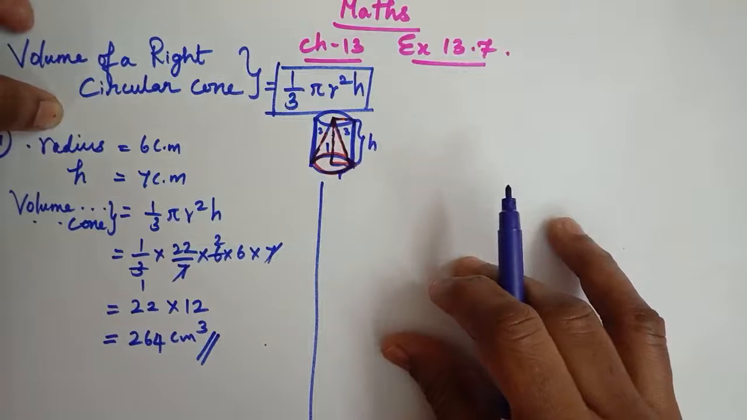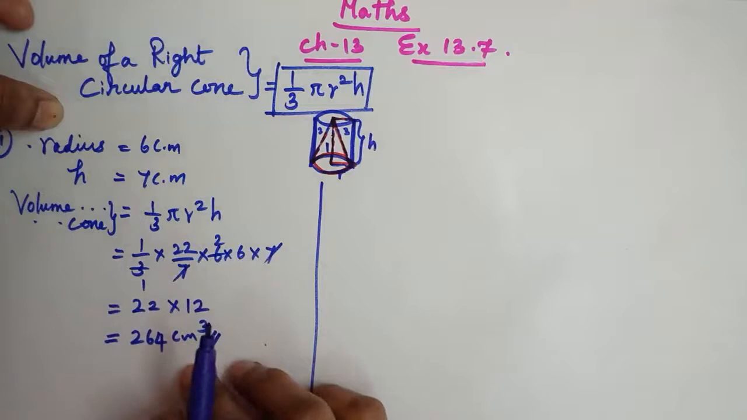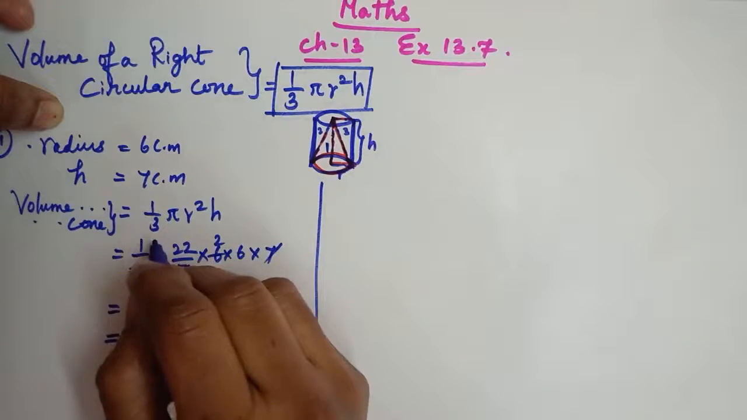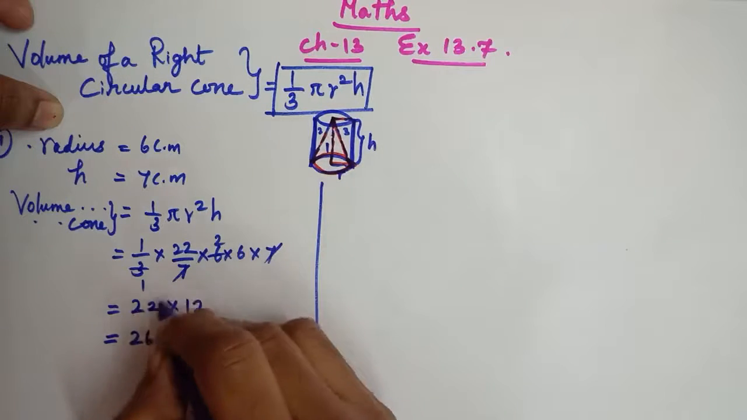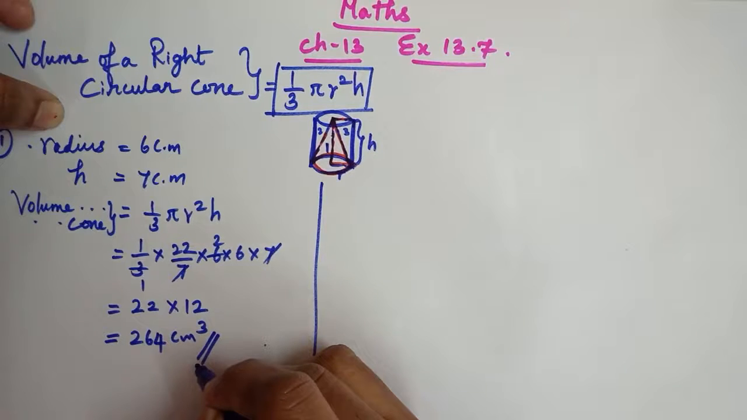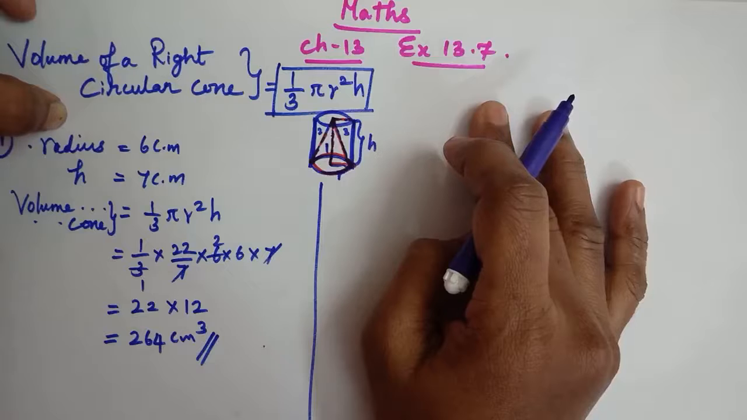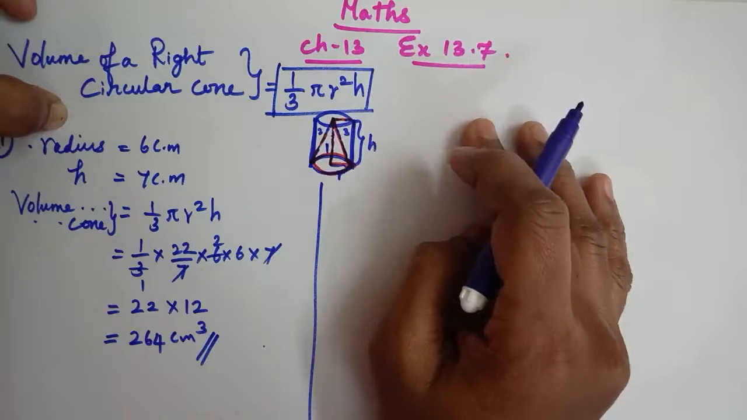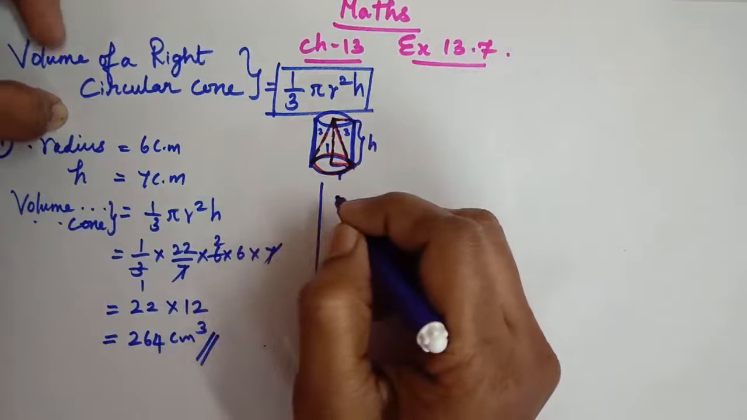Then let's move to the first question. Find the volume of the right circular cone with radius 6 cm, height 7 cm. The volume of a cone is 1 by 3 pi r squared h. You just put the values in this formula, then you can get 264 centimeter cube. Is it clear, students? Good. Then the second subdivision: radius 3.5 cm, height 12 cm. You can do it by yourself. Okay, students.